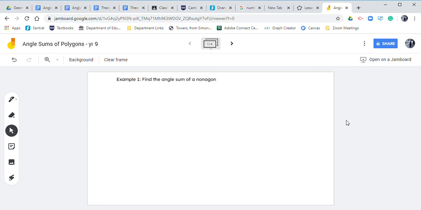Hey, nines. Here are the examples for the angle sums of polygons. I hope you've done the top part on the sheet, because I'm assuming that you have done the previous learning to get into this.